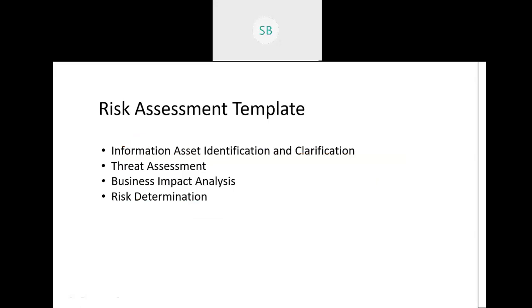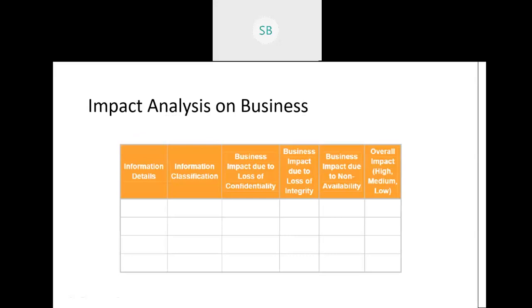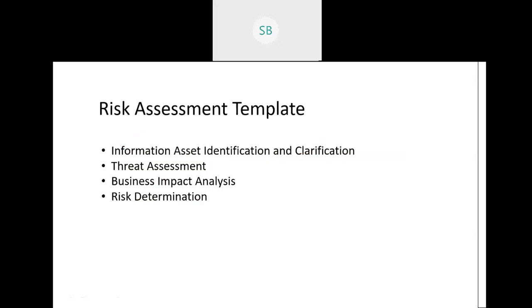Next we have threat assessment. Threat assessment is done because we have to identify what threats the information is carrying. So we have to find the likelihood of the threat or not. So if this project has any threat, whether our organization will face any threat. Then the business impact analysis. So this is the table for the business impact analysis.